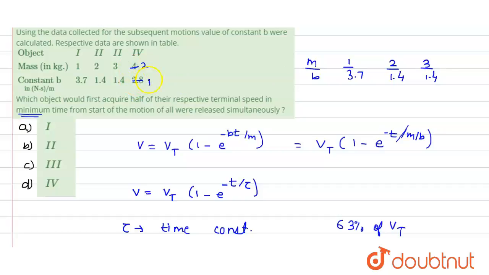We can just cancel the 2, so it would be 2 divided by 1.4. Which is the least value out of these? This is the maximum value, and the least value is 1 divided by 3.7. This is the minimum value. So for this, the time constant would be less and the time taken would be less. So our correct option would be option A. Hope you understood the solution.